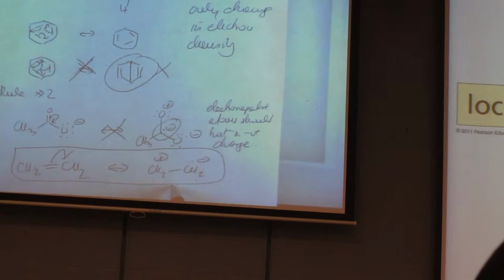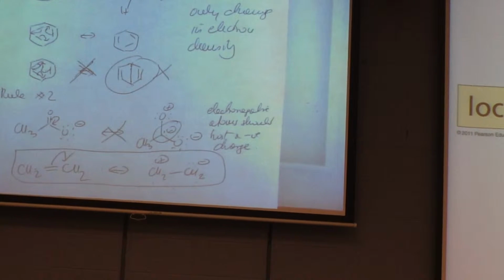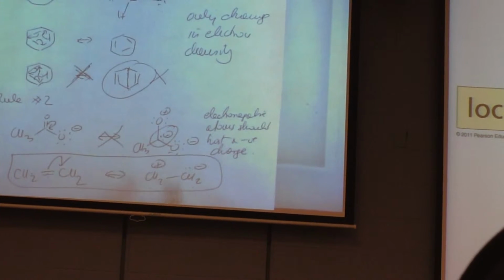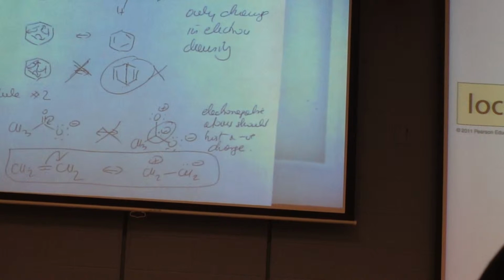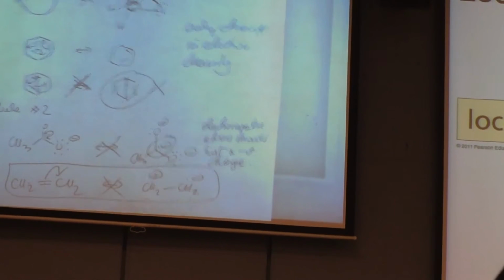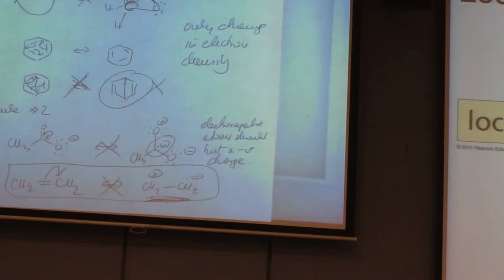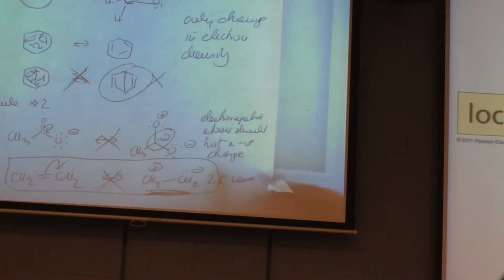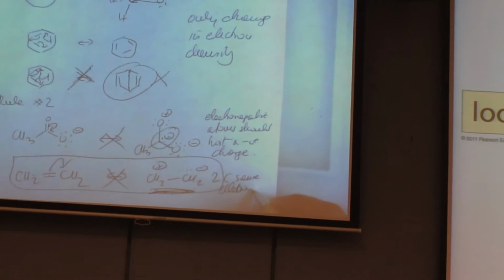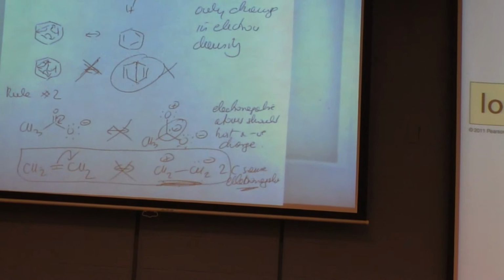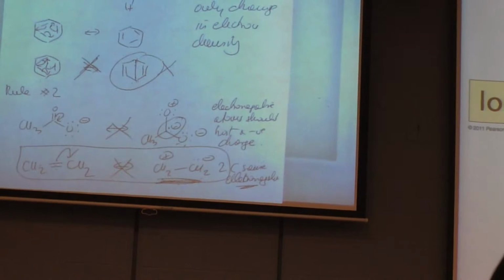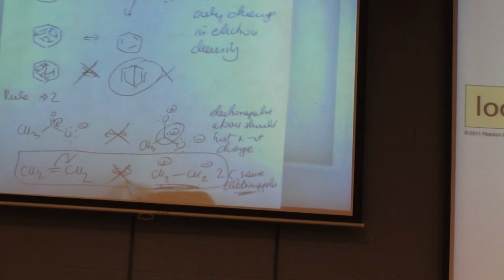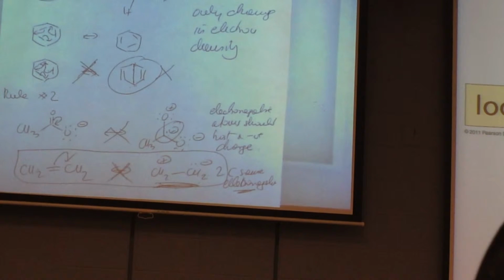But what is wrong here? That's another rule. The problem here is I'm slicing this pi bond and creating plus and minus on the carbons that are of the same electronegativity. There's no reason to do this. This is not stabilizing anything. Two carbons have same electronegativity. There's no reason for us to create partial charge separation. There's just no reason to do this. This is not acceptable.